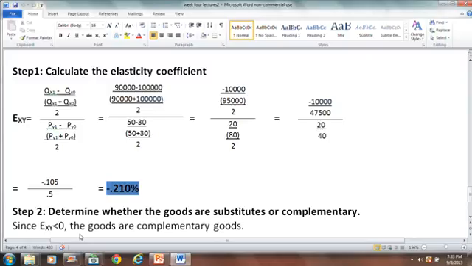Right? So those are the four types of elasticity and how to analyze and calculate them and make sense of the results. Right?